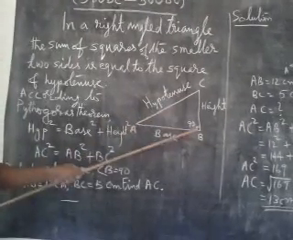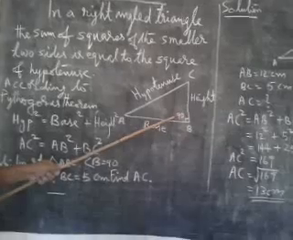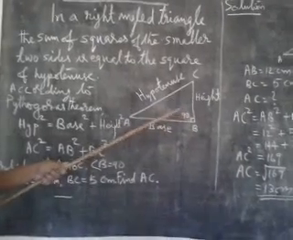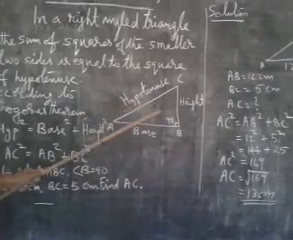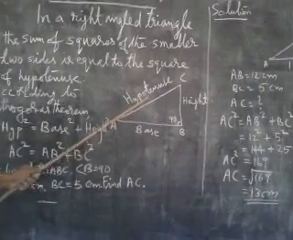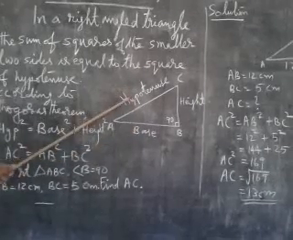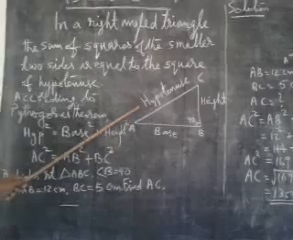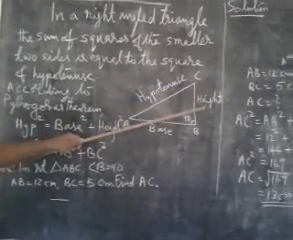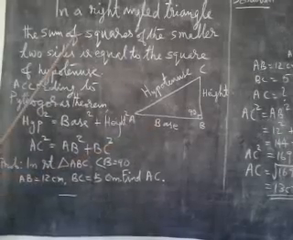In a right-angled triangle, this is a right-angled triangle. A right-angled triangle means one angle is 90 degrees. The side lying opposite to this 90 degree angle is called the hypotenuse. This is the largest or biggest side in a right-angled triangle. The other two sides are the smaller sides.